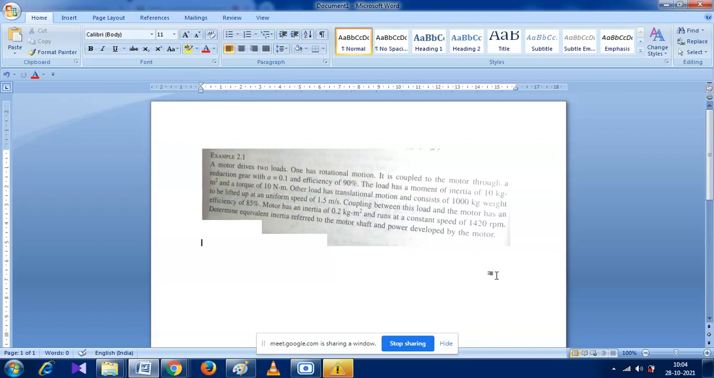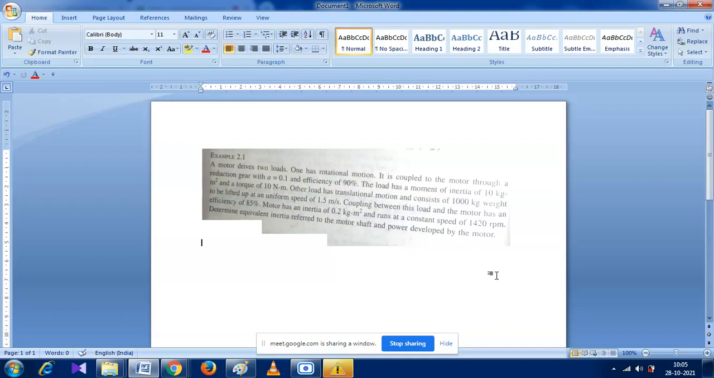Another load has translational motion and consists of 1000 kg weight to be lifted at a uniform speed of 1.5 meter per second. Coupling between this load and the motor has an efficiency of 85%. The motor has inertia of 0.2 kg meter square and runs at a constant speed of 1420 rpm. Determine the equivalent moment of inertia of that shaft and the power developed by that motor. This is our problem.